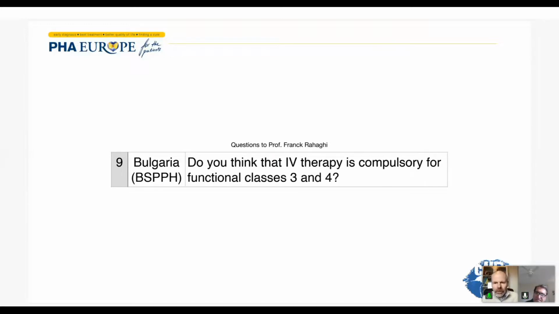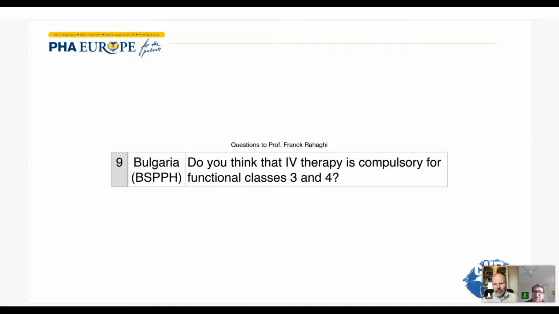Do you think that IV therapy is compulsory for functional class 3 and 4? No, I have patients who are 80 years old or 90 years old, and their quality of life is more important to them than living longer. So it's not compulsory if you are okay with having less effective medication in that subgroup. It depends on what you mean by the word compulsory.